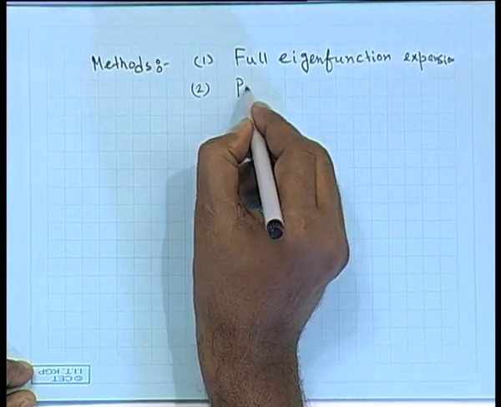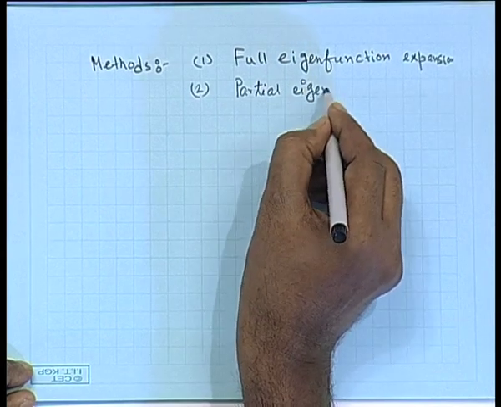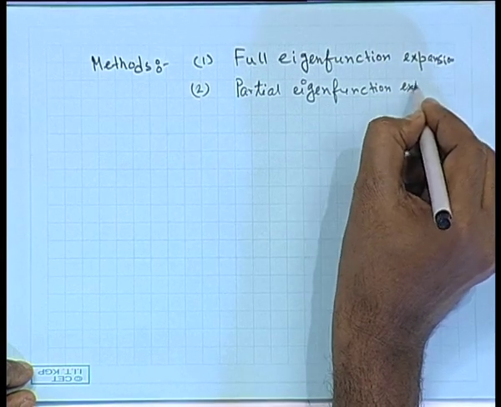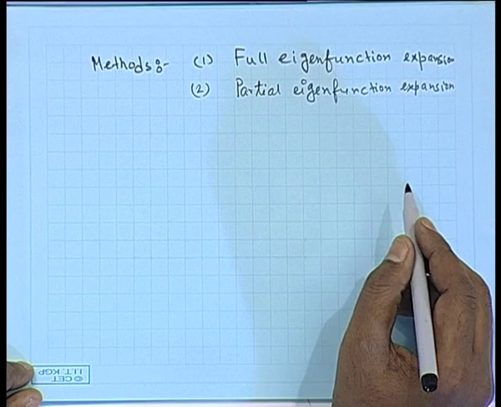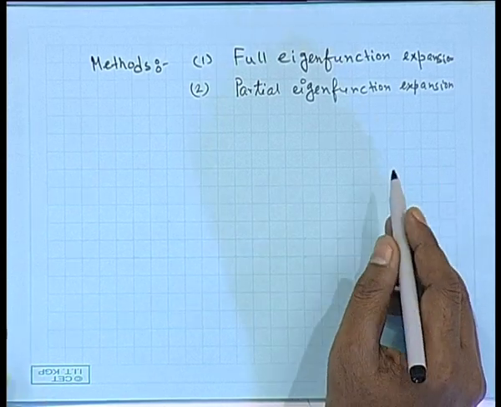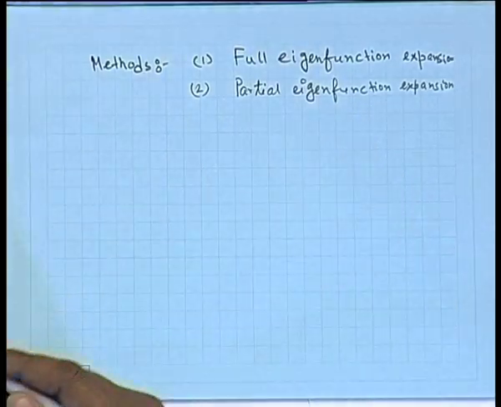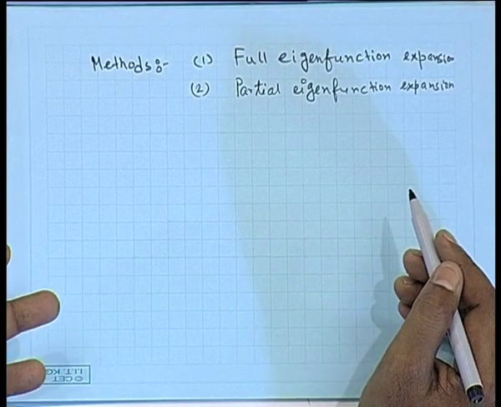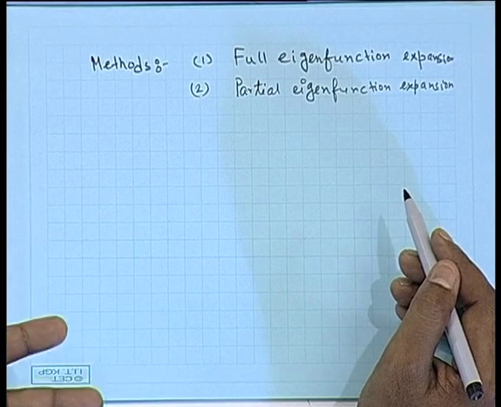Second one is partial eigenfunction expansion. In full eigenfunction expansion, given a Green's function, you consider the corresponding eigenvalue problem in all the directions x, y, z. So it's basically a 3-dimensional problem or 2-dimensional problem, depending on the original operator, whether the operator is 2-dimensional or 3-dimensional.